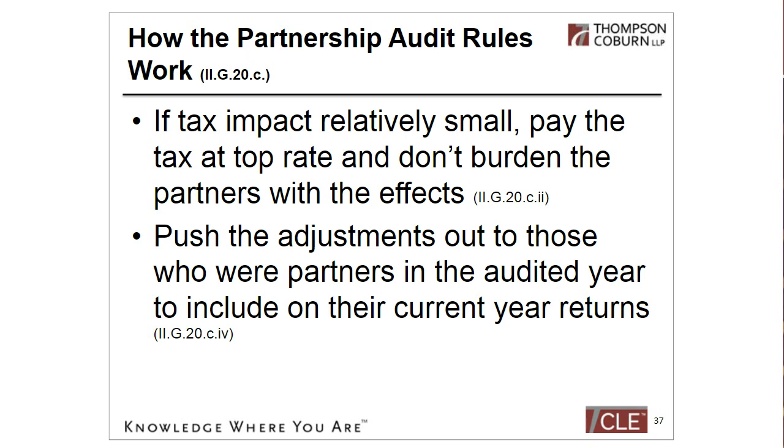So if the tax impact is relatively small on the partnership audit, the partnership itself pays the tax at the top rate. And by the way, when I talk about partnerships, that includes LLCs or tax partnerships, as well as other legal entities that are tax partnerships. And then you don't have to worry about amending partners' returns or somehow having these adjustments show up on the partners' returns. The partnership pays the tax, boom, you're done. And if it's a small amount, why not just do that? It's simpler for everybody. And when we talk about the electing out thing, then I will mention that.